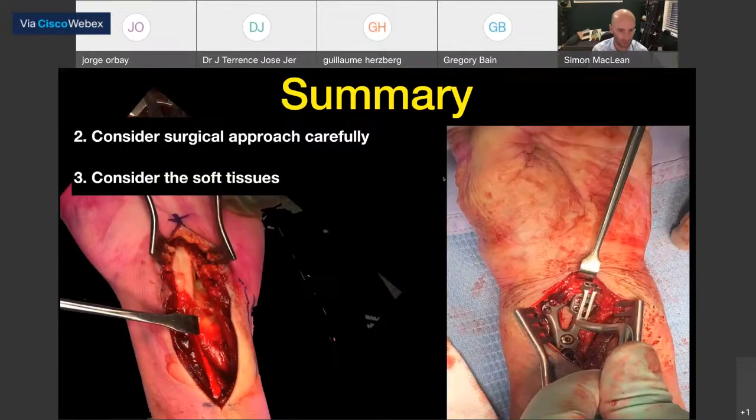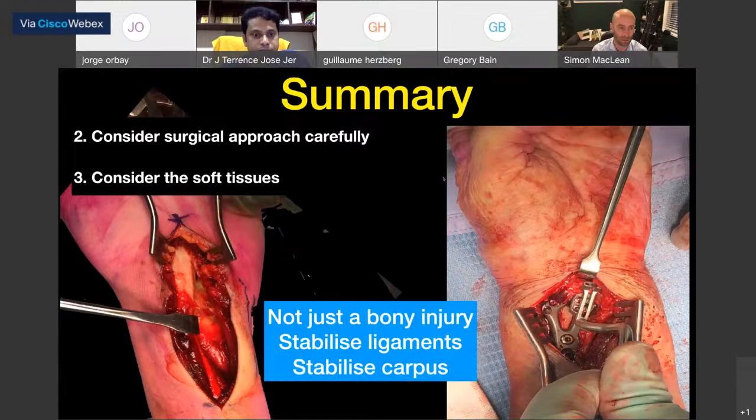So if this is an isolated lunate facet fracture, I would favor a volar ulnar approach. But if it's a more global injury to the distal radius, then I'd do an extended FCR approach. But consider the soft tissues, because this is not just a bony injury. It's important to stabilize the ligaments and stabilize the carpus.